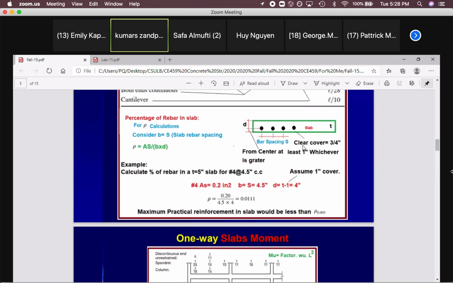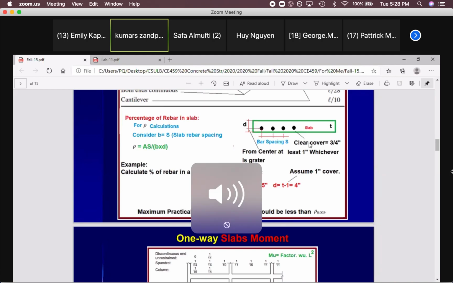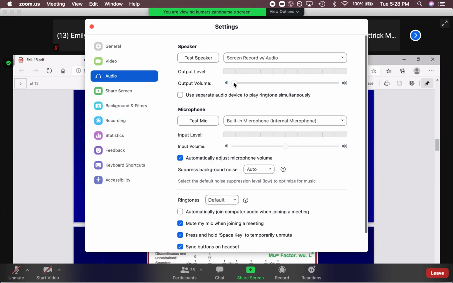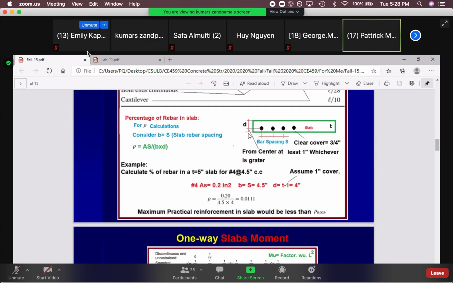Clear cover must be 3/4. Yeah, this is the code that we went through before, but here we need that. I put that here. Clear cover 3/4. And from center to the bottom must be at least 1 inch, whichever is greater.